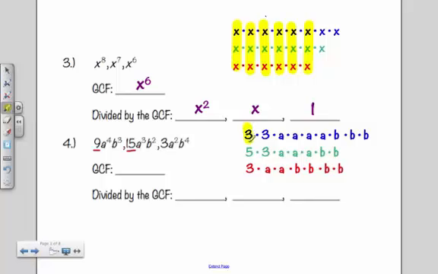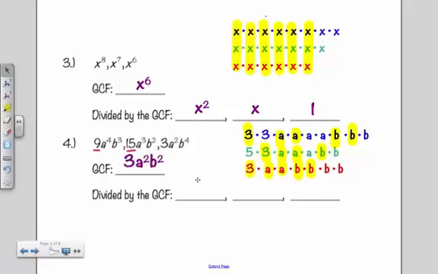So I've got a 3 in common, I've got an a in common, I have another a in common, and I have 2 b's in common. So that turns out to be 3a to the 2nd power b to the 2nd power as my GCF.